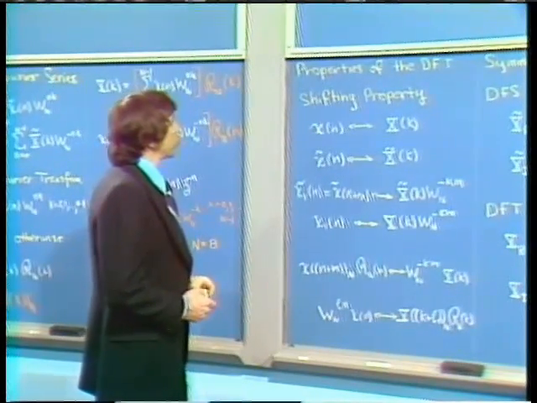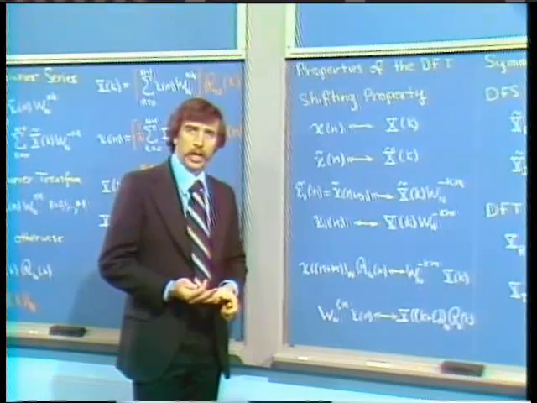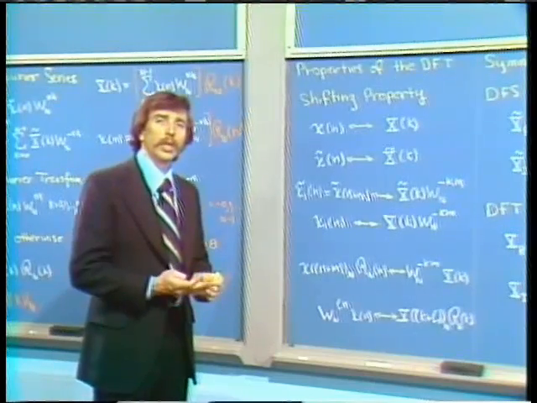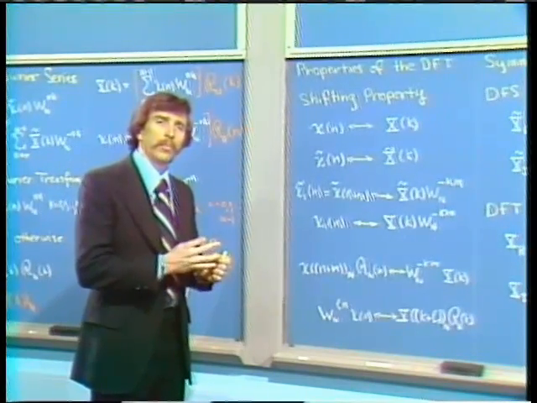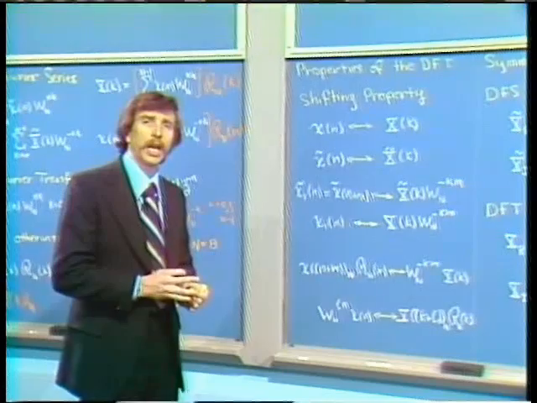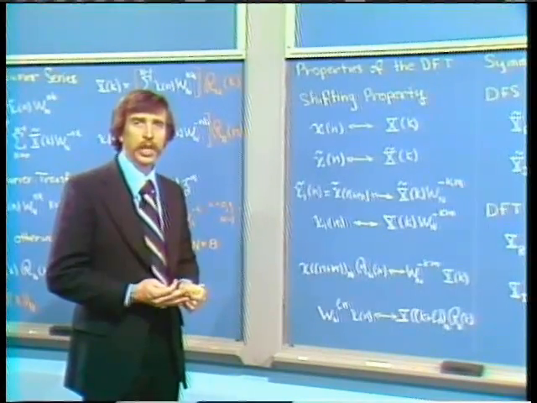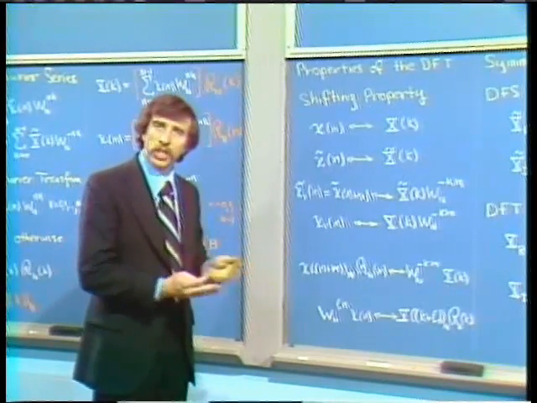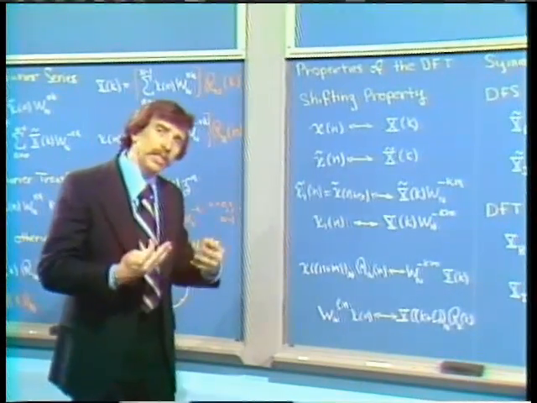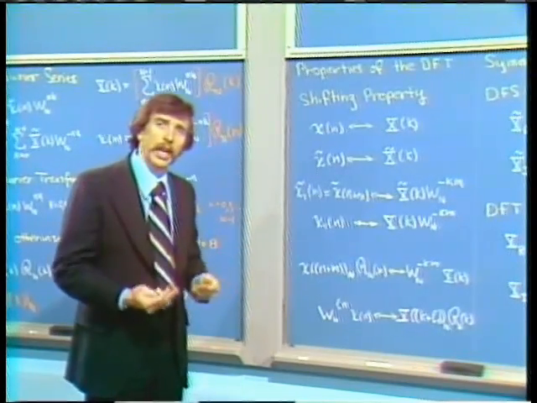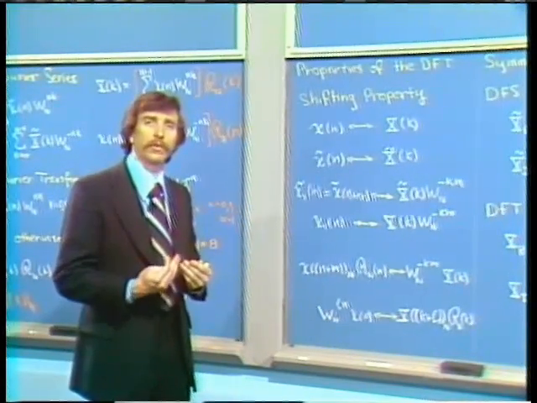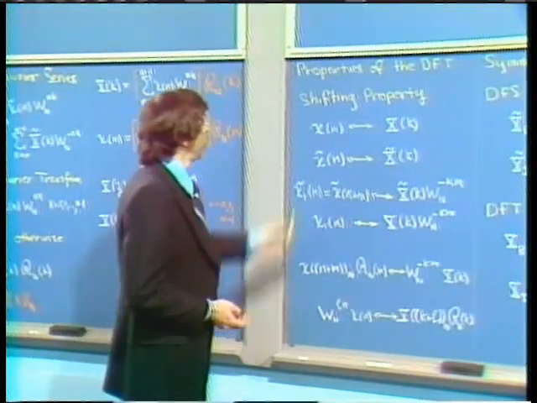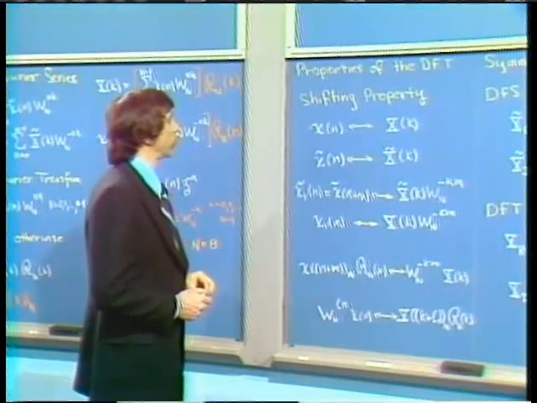And let me stress that all of the properties, as we present them for the discrete Fourier transform, will relate to the corresponding property for the periodic equivalent of the finite length sequence. So when we want to ask what happens to the discrete Fourier transform when we do such and such to the sequence, basically what we want to ask is what happens to the Fourier series coefficients for the periodic equivalent of that finite length sequence. All right, let's talk about the shifting property.